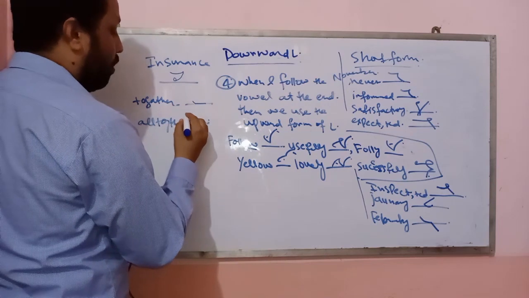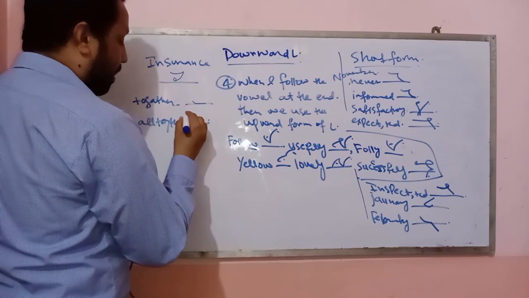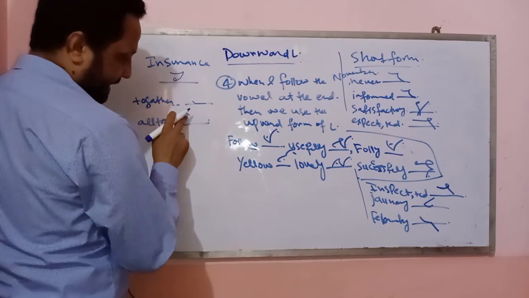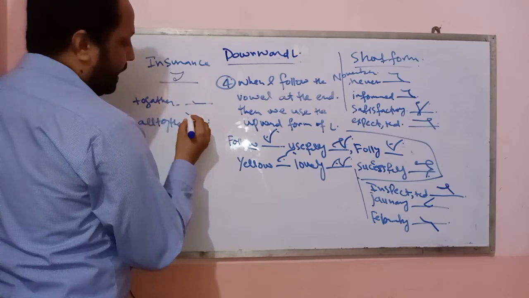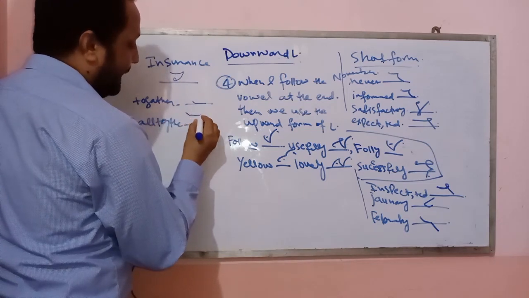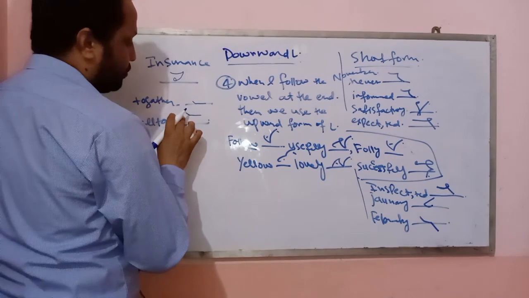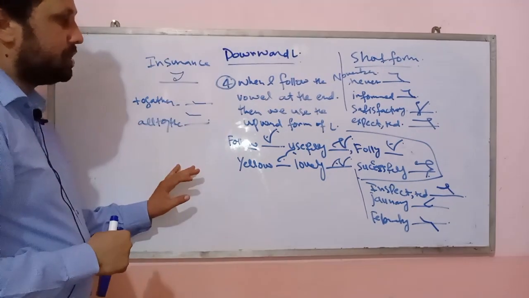All together. We know all, the short form of all is that. Okay, it is called all. If we attach all with G, it is called all together. It is all about the downward L.